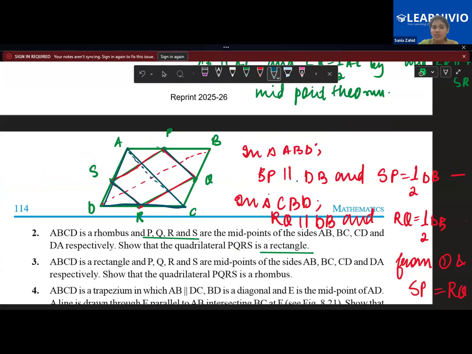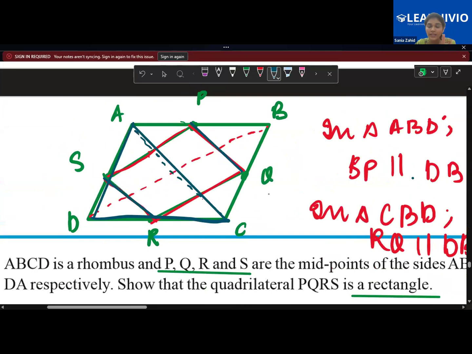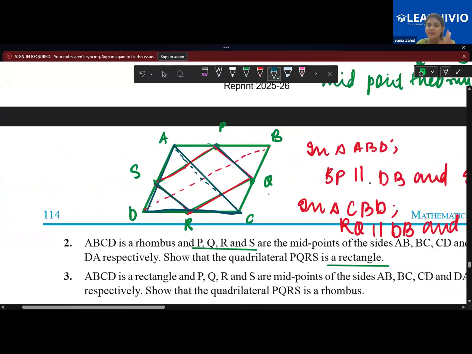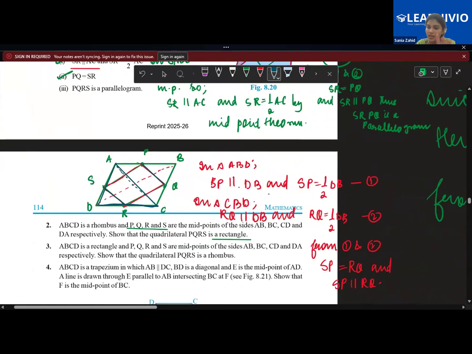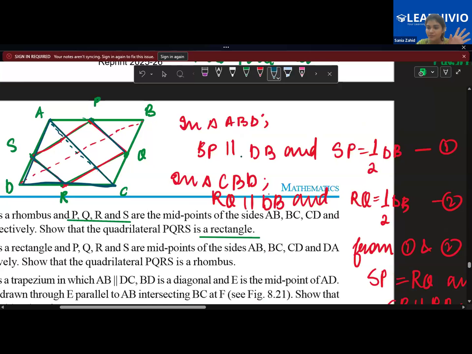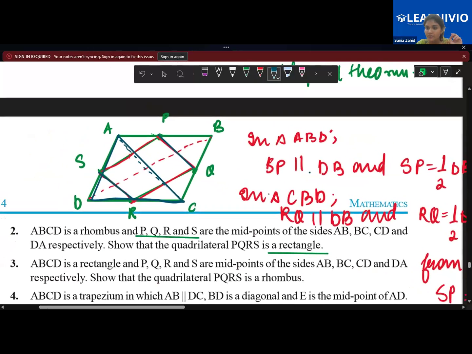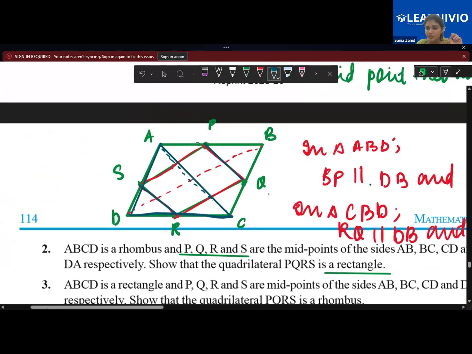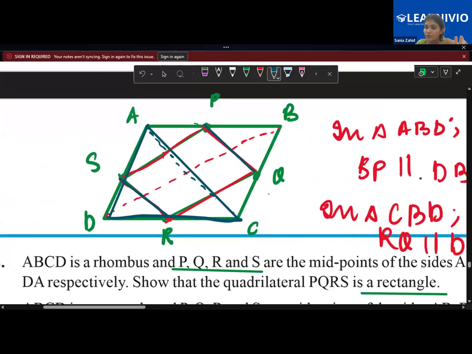After writing this point, see what I got from it. I got that PQRS is a parallelogram. From this red proof that I've written here, we got PQRS is a parallelogram. But what do I want? I want to prove it as a rectangle. In a rectangle, what is so different from the parallelogram? Just one simple thing: it has all angles as 90 degrees. So how can I prove it as 90 degrees?